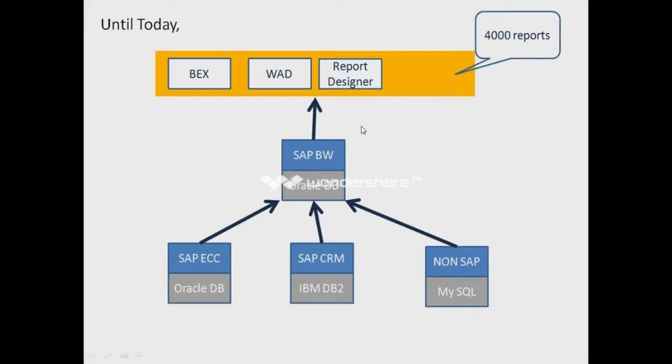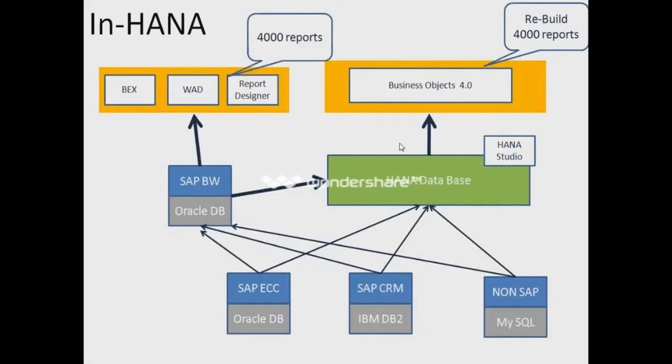BEx, WAD, and reports, as I have shown you in the past slide. So now we don't need these tools anymore. We can use the Business Objects OLAP tools, and we can push the data directly into the HANA database. So if a client is already using the SAP BW system and doesn't want to disturb all this, in that scenario we can directly use the HANA database, and we can push all the models or whatever is created in the BW system.